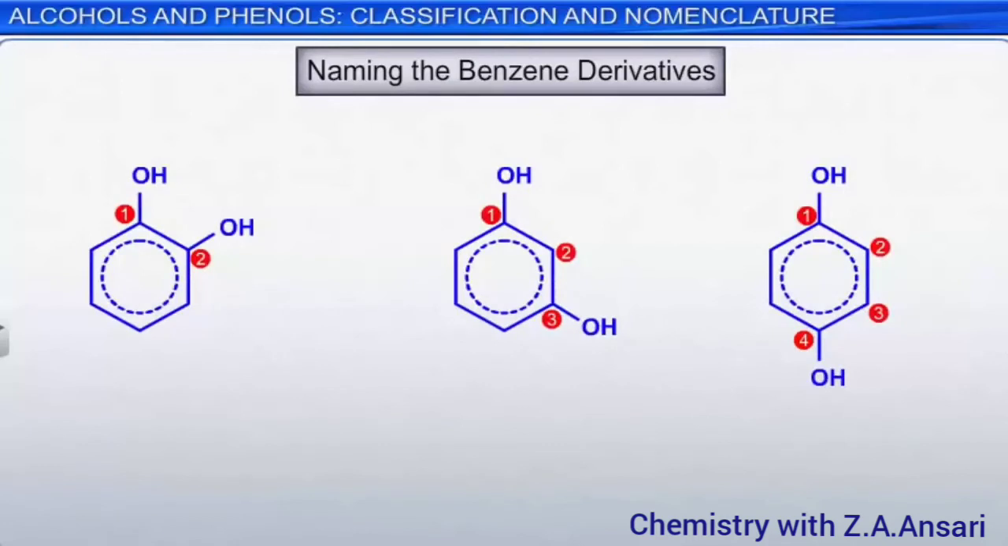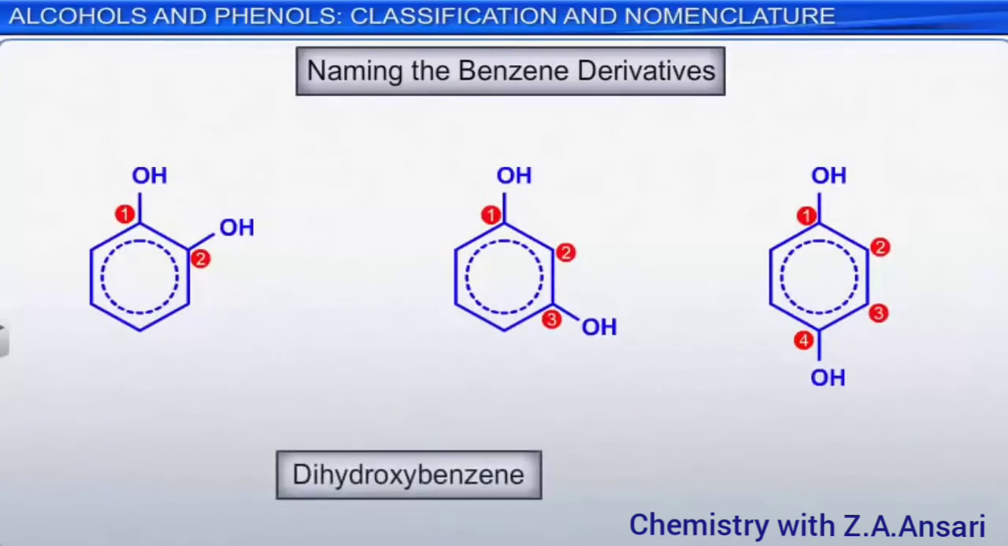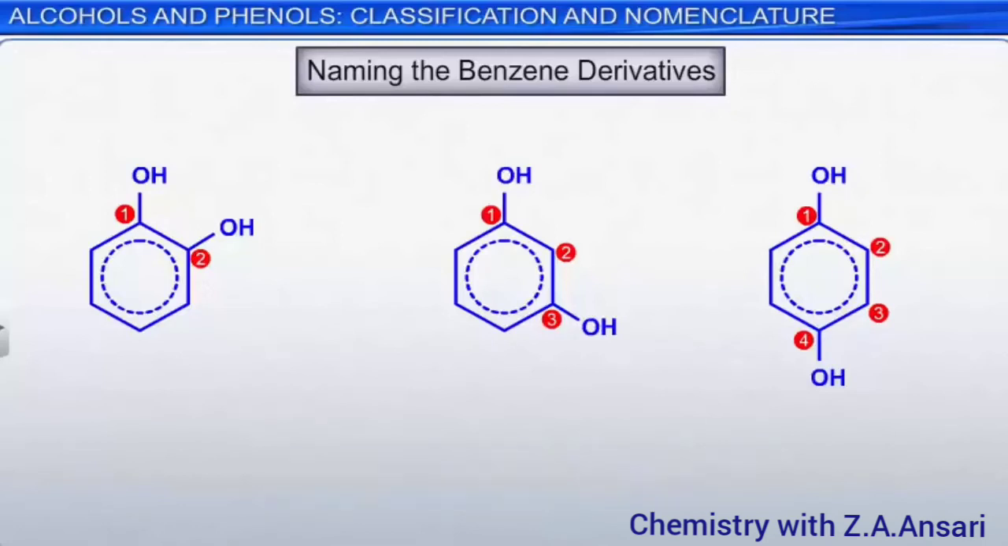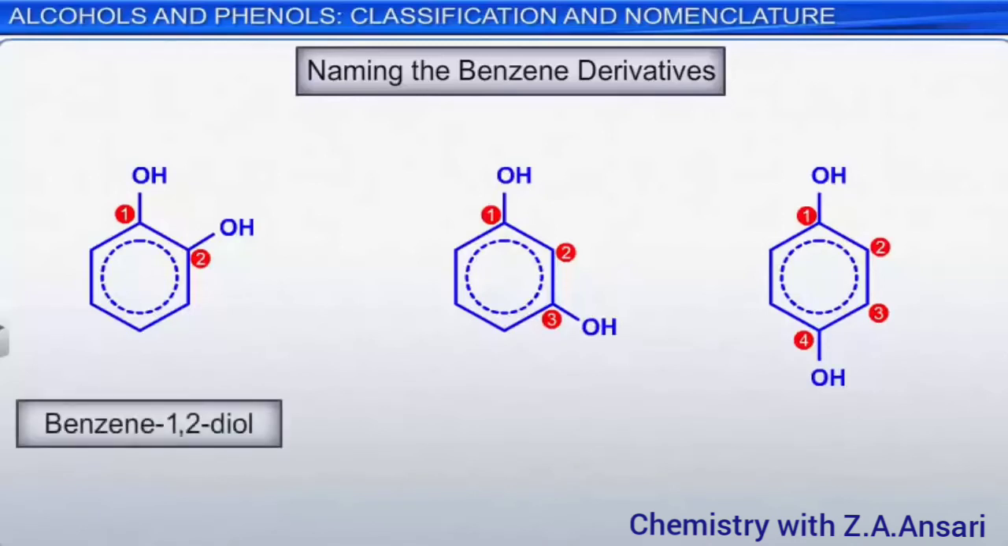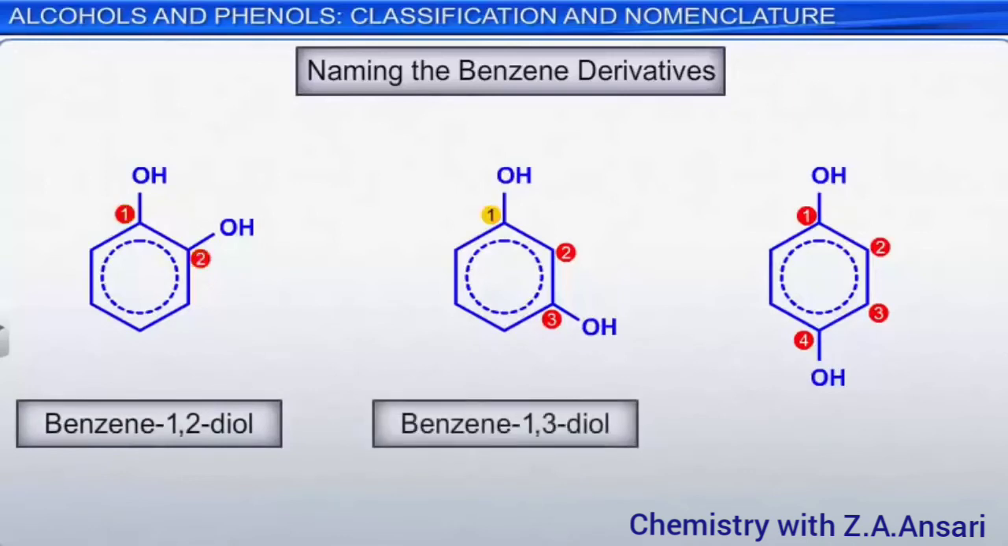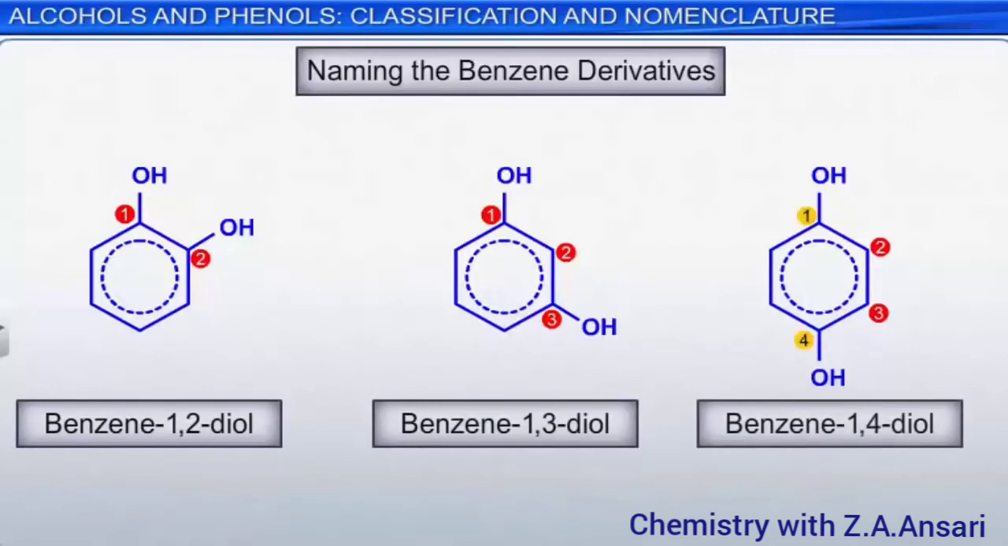In IUPAC nomenclature, dihydroxybenzene derivatives are named as diols. Numbers give the locations of the hydroxyl groups. Shown here are 3 examples from left to right. They are benzene 1,2-diol, benzene 1,3-diol, and benzene 1,4-diol.